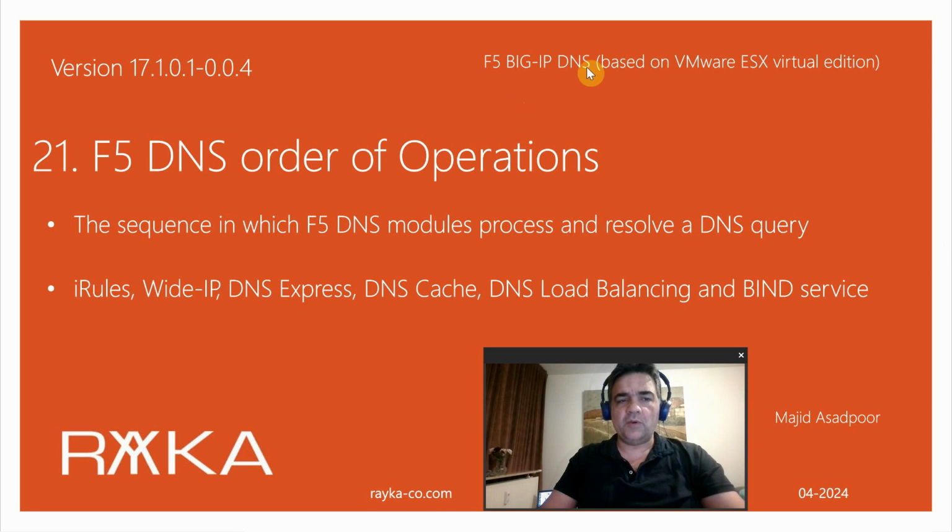In this section, I'm going to talk about F5 DNS order of operations, which is the sequence in which F5 DNS modules process and resolve a DNS query. In other words, when a DNS query is received in F5 DNS listener, which of iRules, wide IP, DNS Express, DNS cache, DNS load balancing, or F5 DNS local BIND service will process the DNS query.